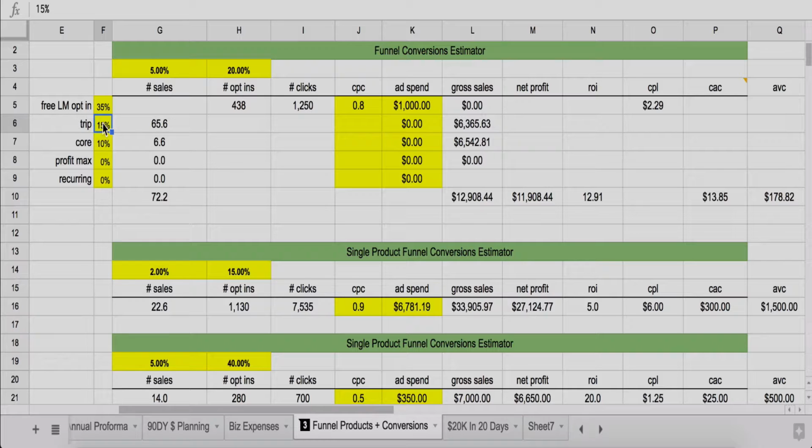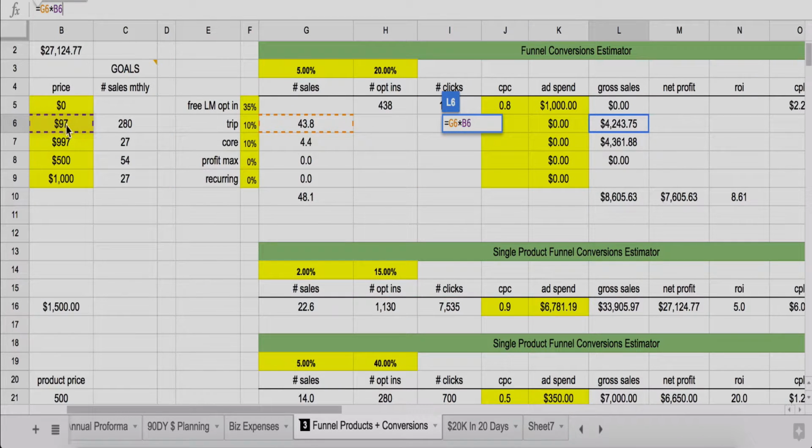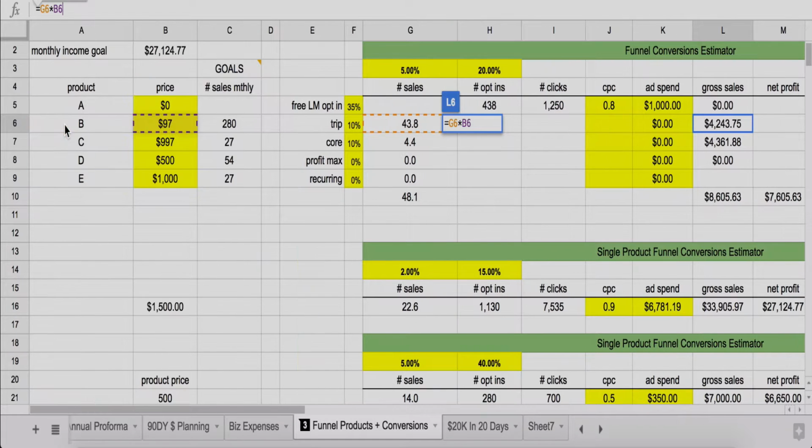Again, these are arbitrary numbers, but let's say that out of your 438 people, 15% of them bought your tripwire. And again, you can change this to be whatever you want. So if 10% bought it, that'd be 43.8, let's round down, call it 43 sales. Then you'd have gross sales of $4,200. What I did is I took this number and multiplied it by $97. Over here I just created a little product scale. That's how I did that.